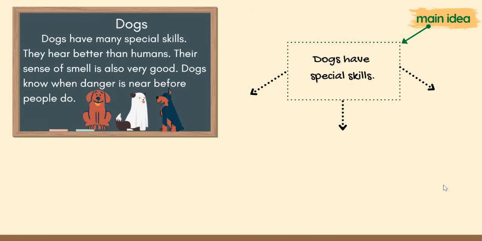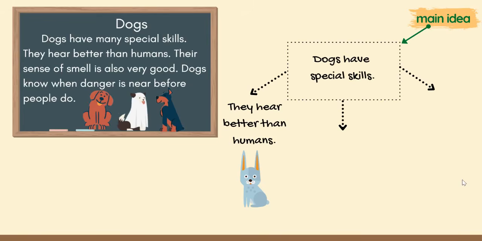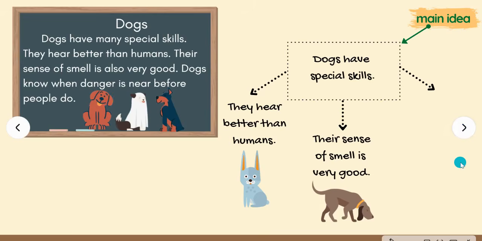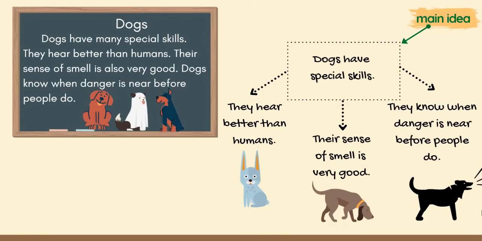The first detail is they hear better than humans. Another detail that talks about a special skill that dogs have is that their sense of smell is also very good. And the third detail or example that shows that dogs have special skills is that they know when danger is near before people do.